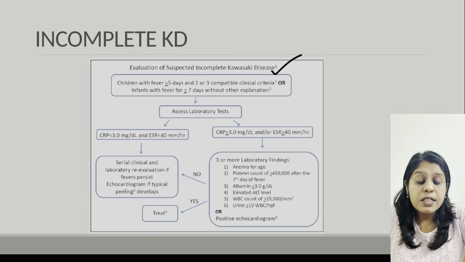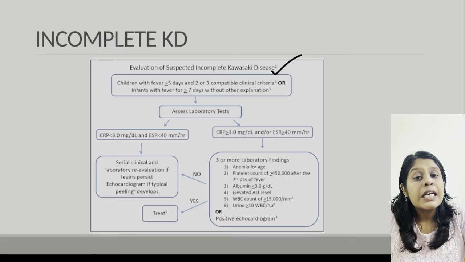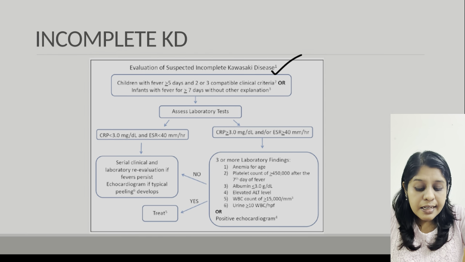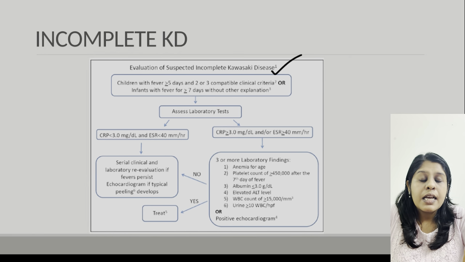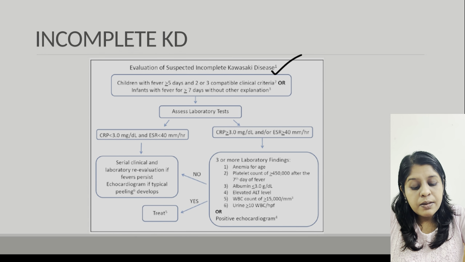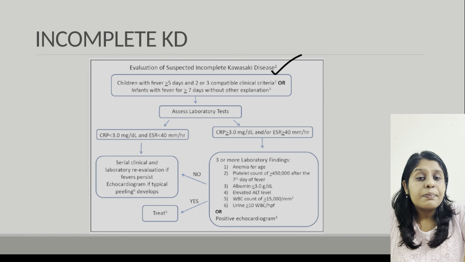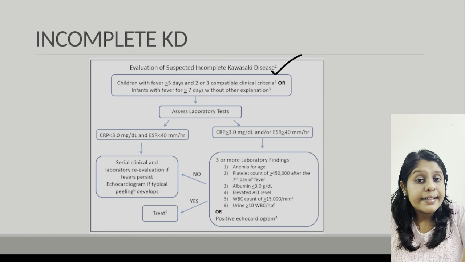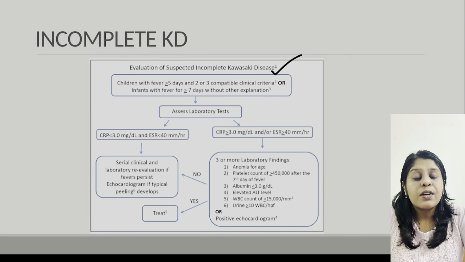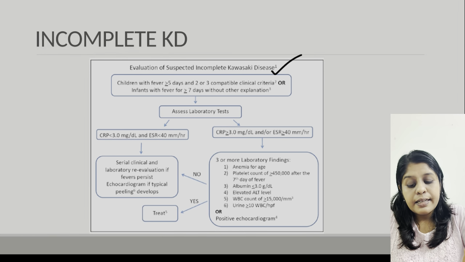If they show a positive echogram, then you label it as Kawasaki disease and you treat it. If not, if our inflammatory markers are less and this criteria is not being fulfilled, then you do serial clinical re-evaluation. If fever persists, echocardiogram has to be done, or if the typical peeling develops, because we know that the peeling of the extremities is a later sign. It usually occurs in the 2nd week of the illness and not immediately.